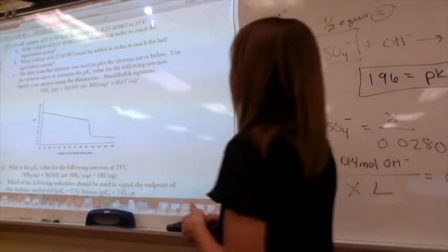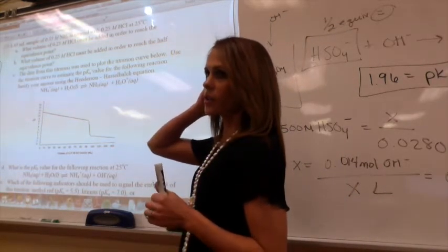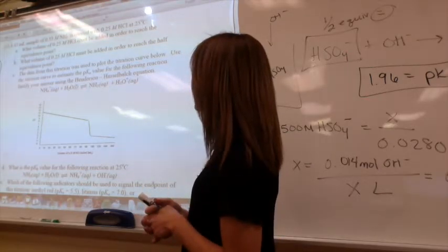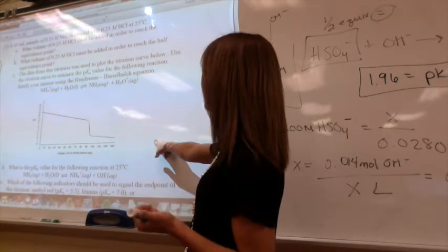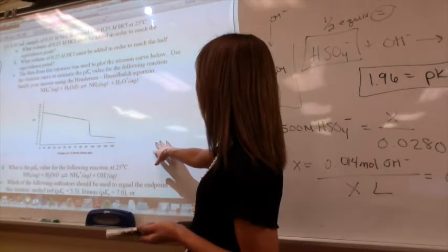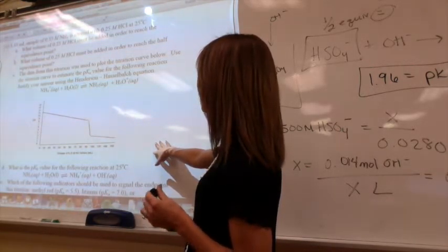So for number 11, A and B, you can do that yourself, right? We could pull that data pretty easily. And then it says, the data from this titration was used to plot this curve below. Use the titration curve to estimate the pKa value for the following reaction. Justify your answer using the Henderson-Hasselbalch equation.